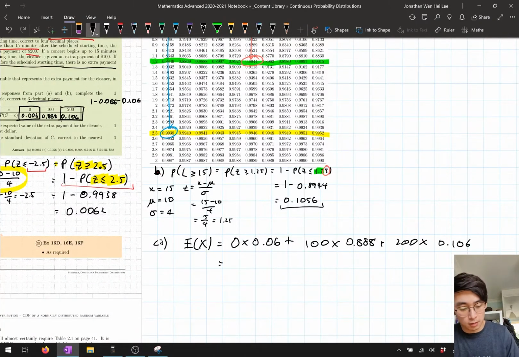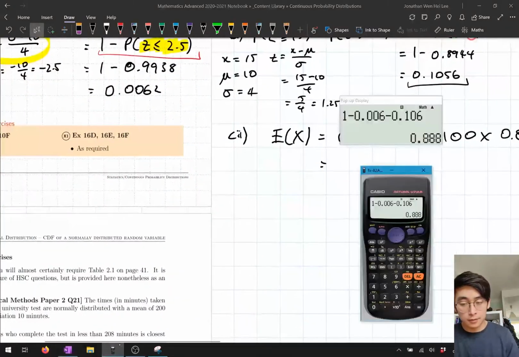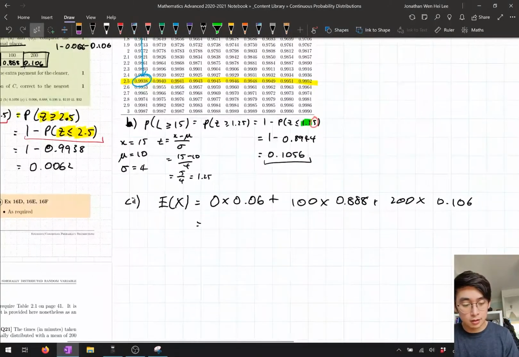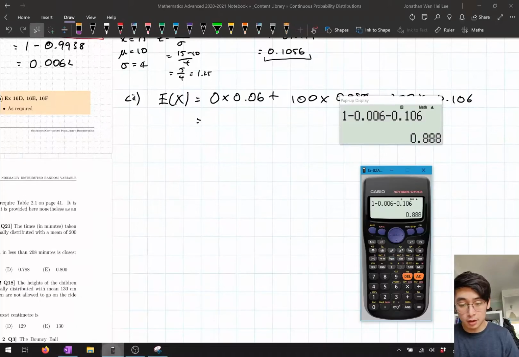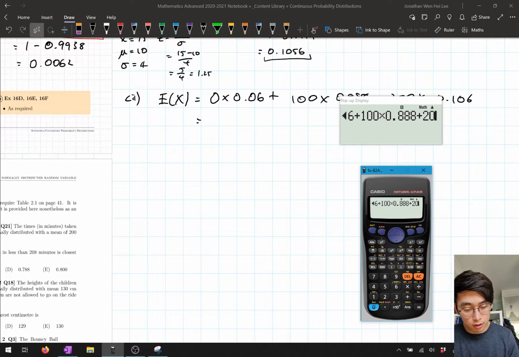Here, when I put this in my calculator, let me put this in, there we go: 0 times 0.006 plus 100 times 0.888 plus 200 times 0.106. So that's $110.